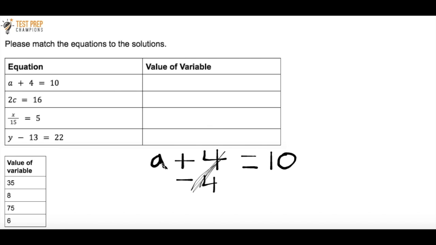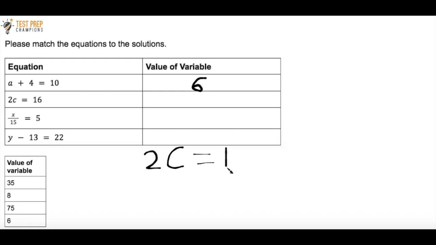But there's one more rule for solving equations that's really important to remember. The rule is that whatever we do to one side, we also have to do to the other side as well. So if I subtract 4 on the left side, I also have to subtract 4 from 10 on the right side. When I rewrite this, I have a equals 6 because 10 minus 4 is 6. So 6 is going to go in the first box here.